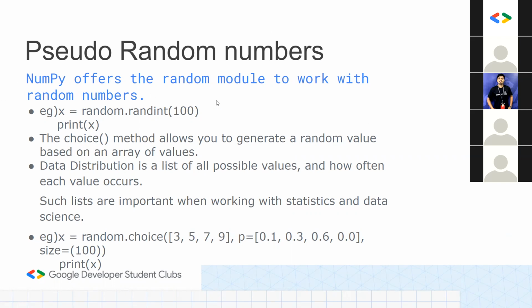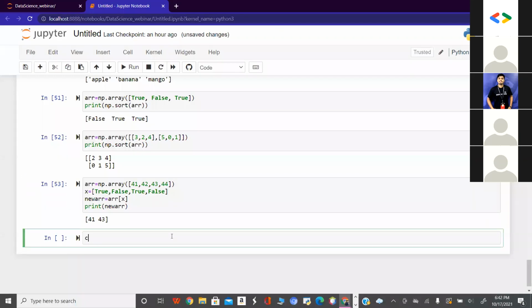Now NumPy offers the random module to work with random numbers. So we call in x as a variable, and we call the random function and specify randint of integer type, and here 100 is the maximum range where it can generate the number. So let's test this out.